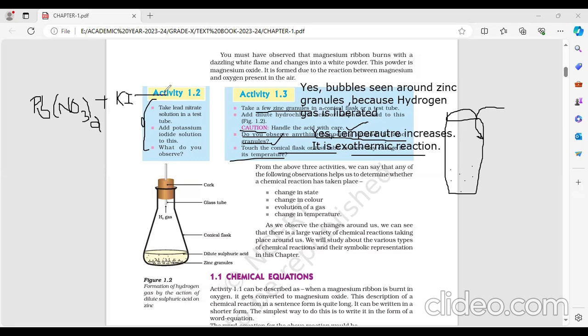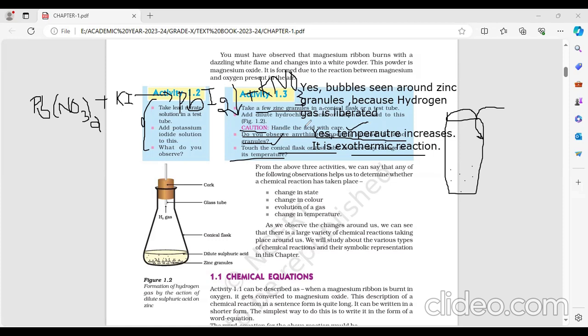gives rise to. So what happened? Which color forms? Yellow color, and the precipitate is PbI2. Okay, PbI2 and an arrow down because it is a precipitate. And then the remaining potassium nitrate, KNO3, which is soluble in water. This is the chemical reaction for this activity 1.2.